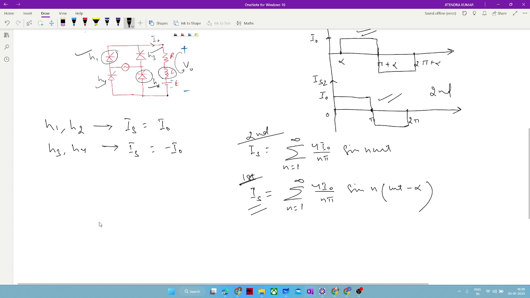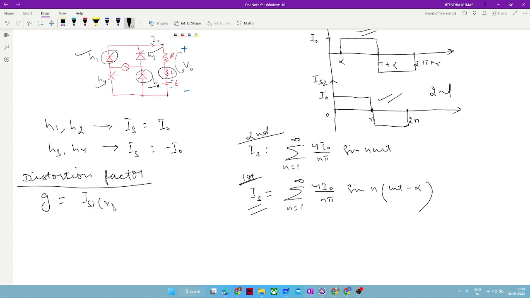Now, to compute the distortion factor, which is represented as Z, Z is nothing but Is1 fundamental RMS divided by total RMS.